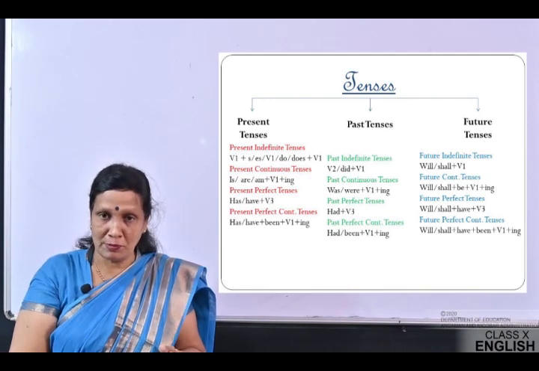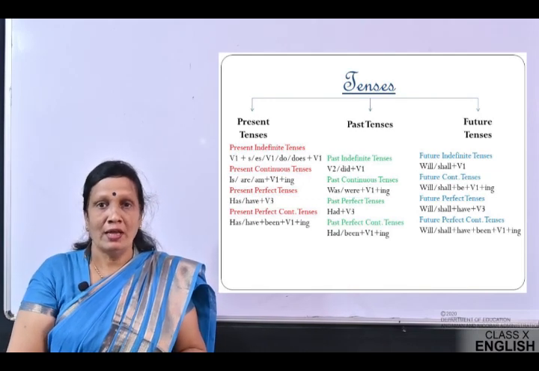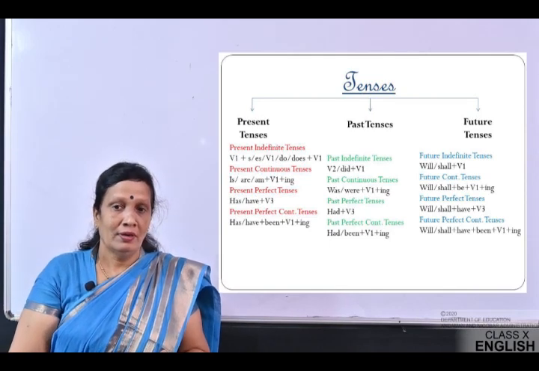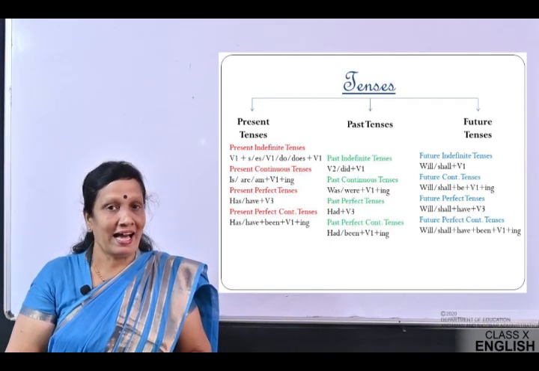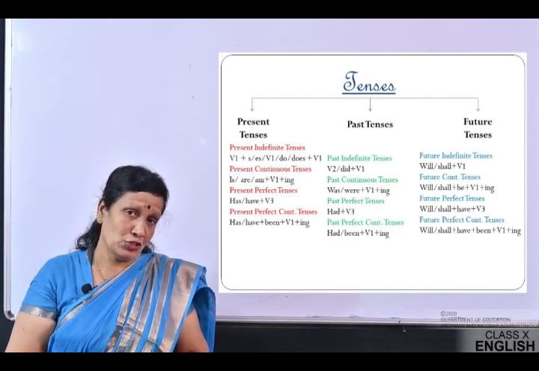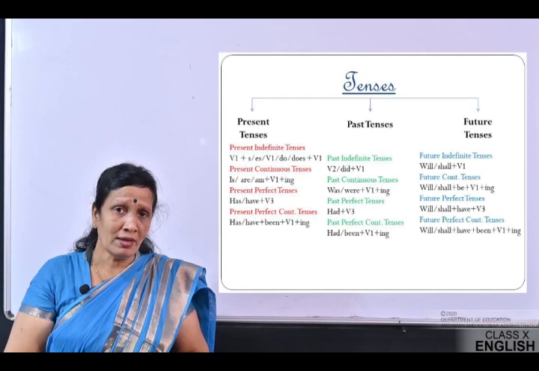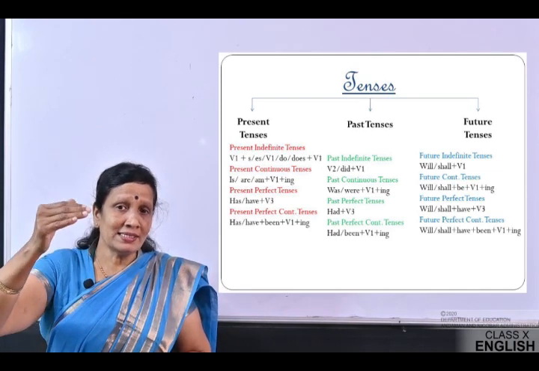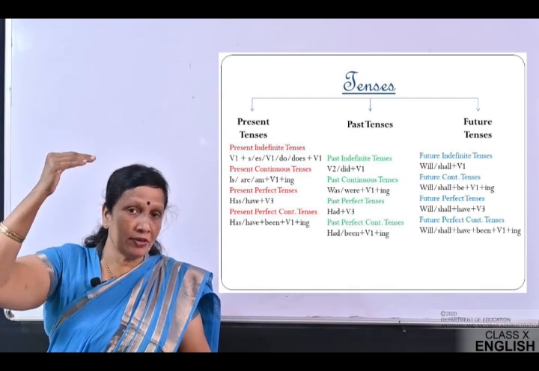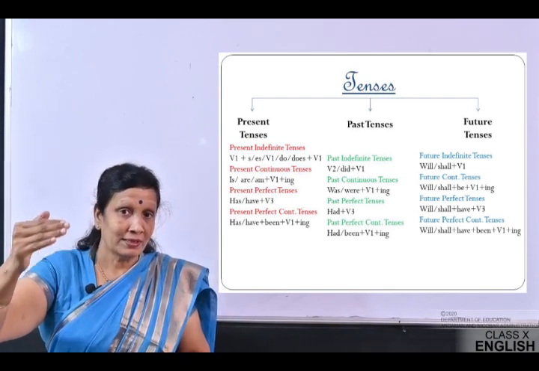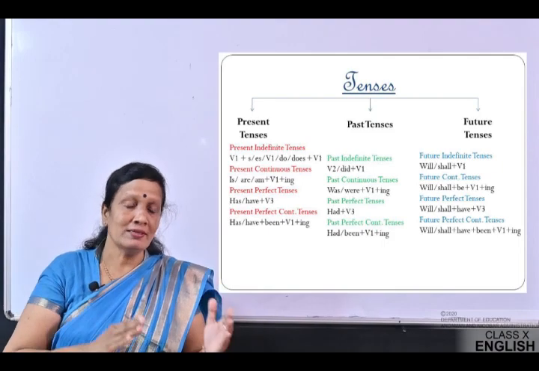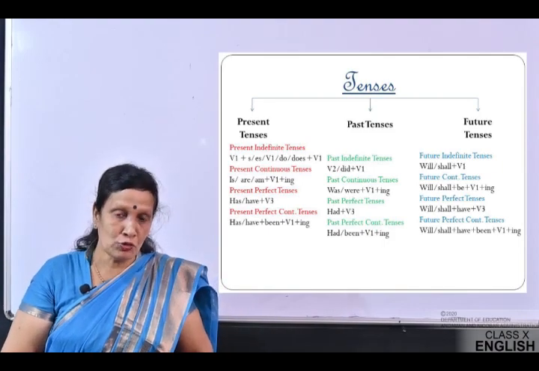Present perfect, past perfect, future perfect. Now, future perfect continuous tense: will or shall plus have plus been plus the first form of the verb plus ing. Okay? So these are, at a glance, the use of different forms of verbs in these three types of tenses, that is the present, the past and the future.